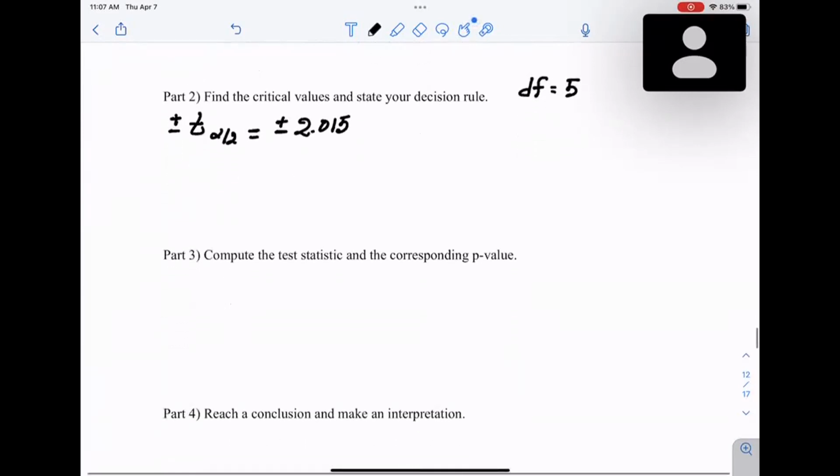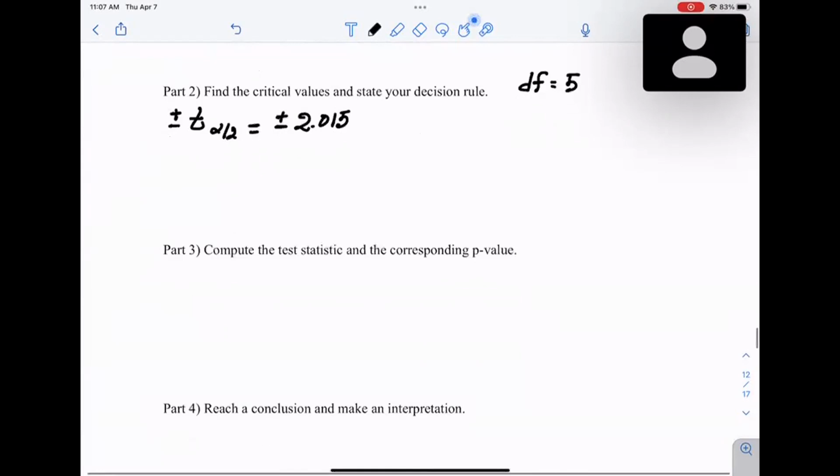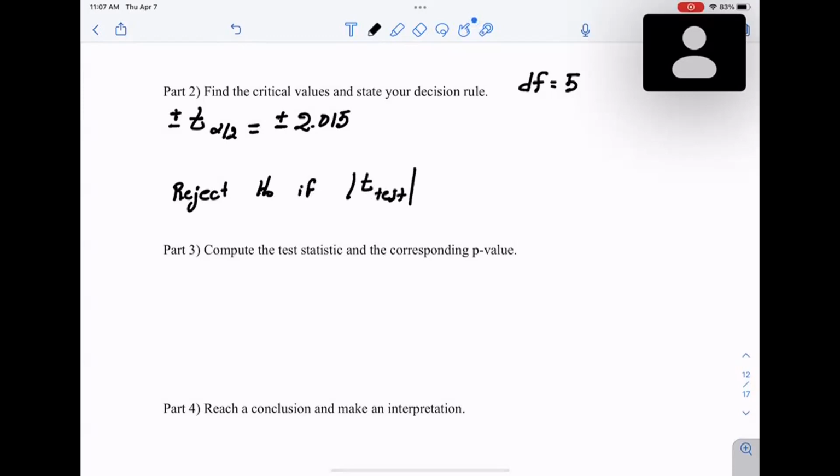Then stating your decision rule, since it's a two-tailed test, again, you're going to have 2 rejection regions. So the easiest way to state this is reject the null hypothesis if the absolute value of the t-test statistic you compute is greater than the positive critical value of 2.015. That makes sense to everyone so far?